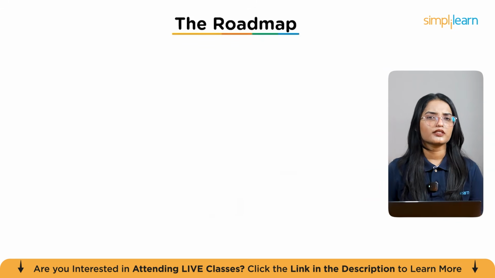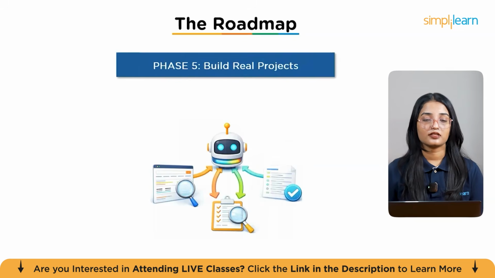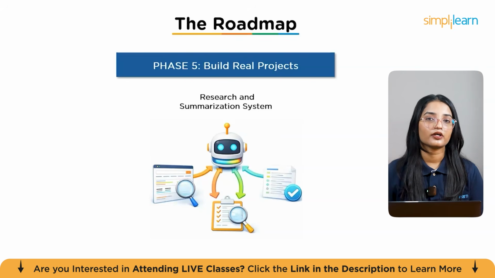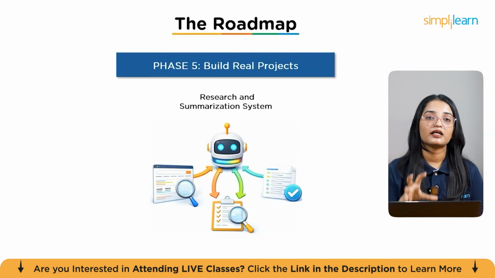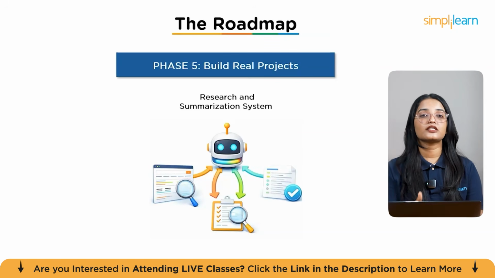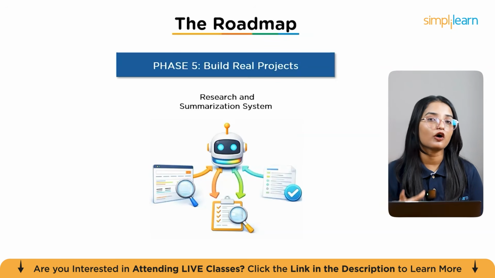Another strong project is a research and summarization system. Here, your AI agent will search the web, extract relevant information, summarize it, and validate facts. This pushes you to implement multi-step reasoning, tool usage, data cleaning, and proper output formatting.